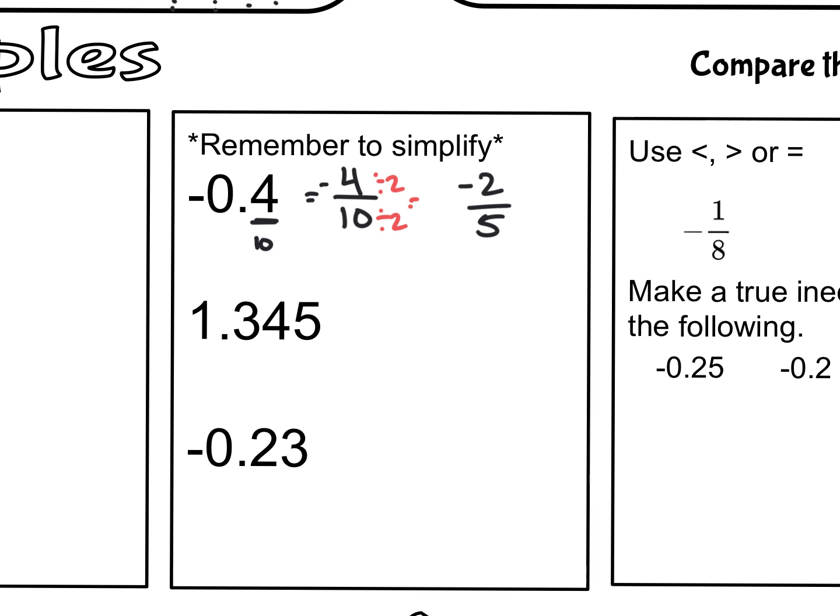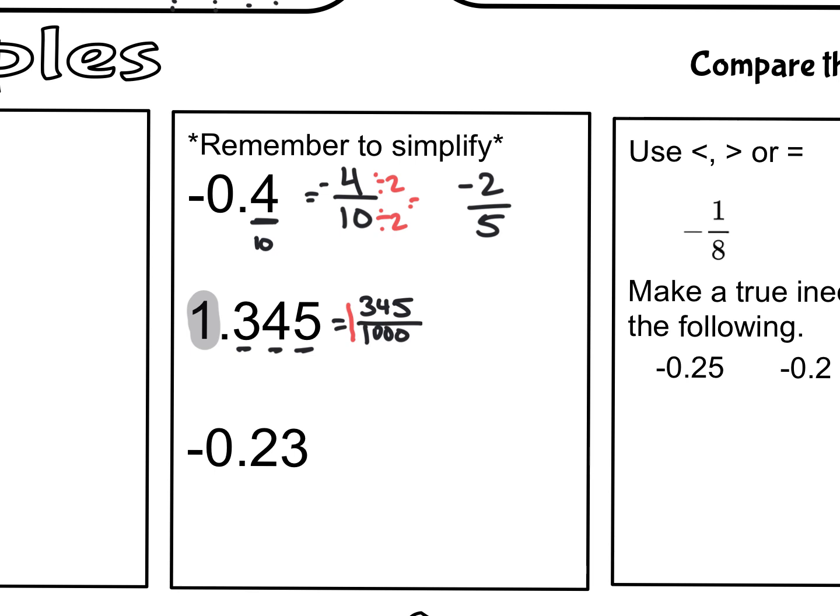On our next one, we have tenths, hundredths, thousandths. So 1,000 goes into our denominator. And then here the value of our decimal is 345. And then because this one happens to be a mixed number because we have that 1, we just want to make sure we also include the 1 as part of our fraction.